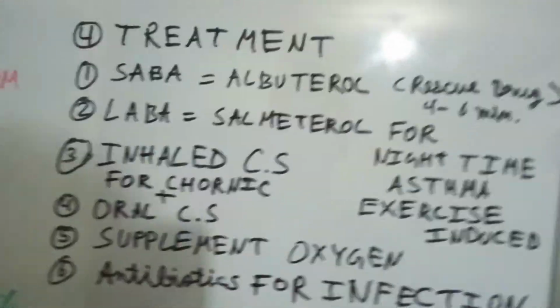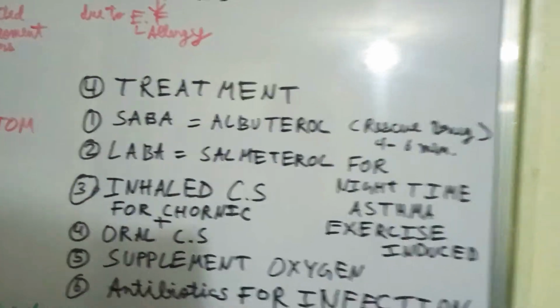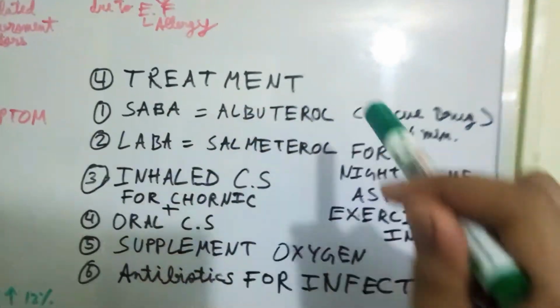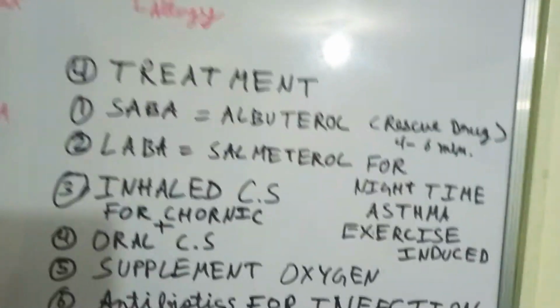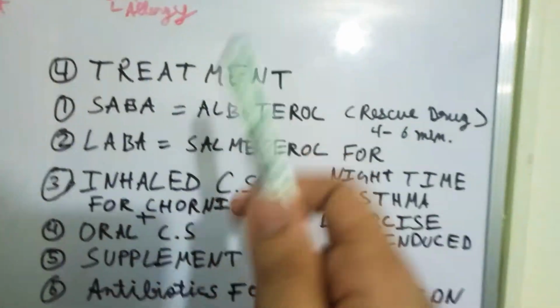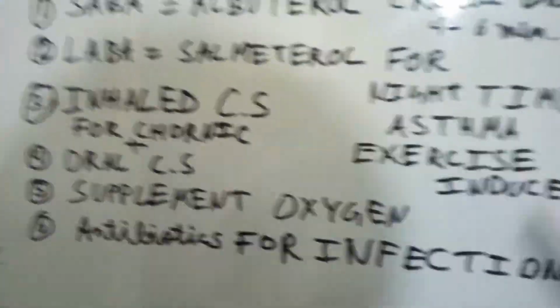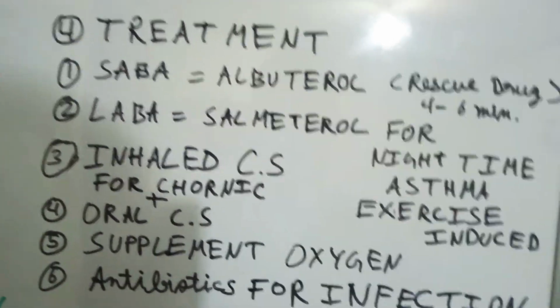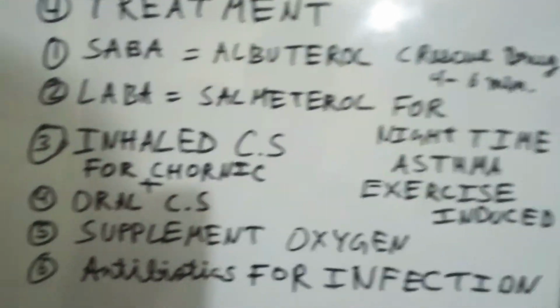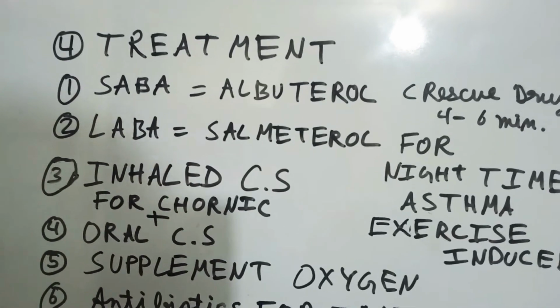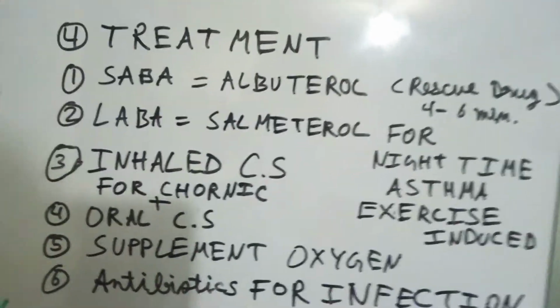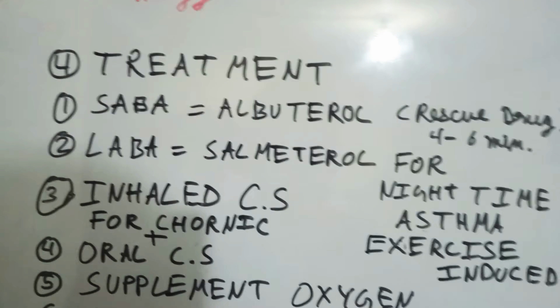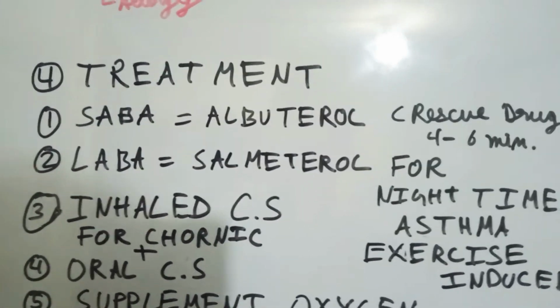Now, if you have asthma, you have confirmed it, and you have found all the clinical features, we will come to its treatment. Its treatment usually includes short acting beta agonists. These are albuterol. The short acting beta agonist is our rescue drug. This can be effective for 4 to 6 minutes. These are used for the sudden onset of asthma. These help with bronchoconstriction and help to reverse the obstruction.